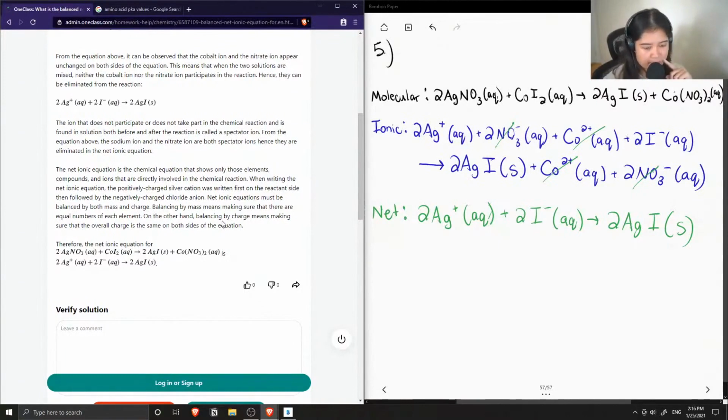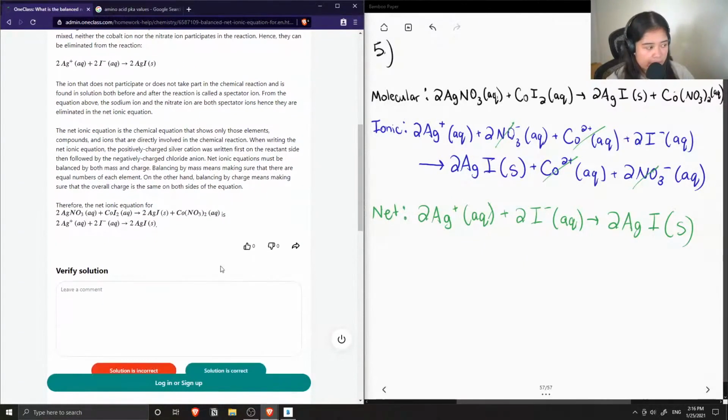Yep, so you can see that for our example, we have 2 positively charged silver ions with 2 negatively charged iodine ions. And when you think about the sum of these charges, it's neutral, which is good because on our product side, we just have a neutral compound. So the solution is correct.